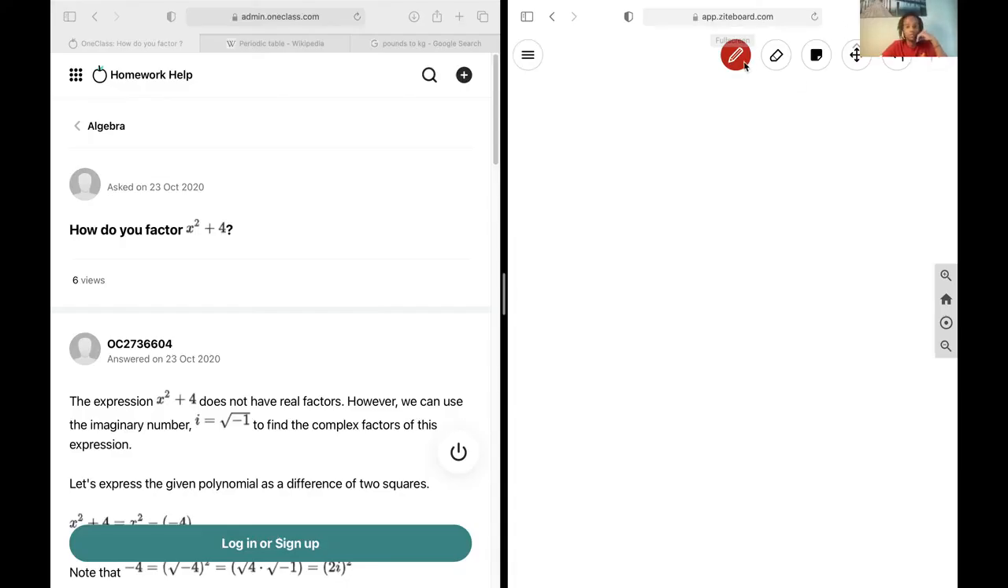Next up, we would like to factor this expression. So we have x squared plus 4. We can clearly see that there's no formula for this because we only have a difference of squares formula. And so what this is going to mean is we should get a complex factor somewhere in there, and we can confirm this by just using the quadratic formula.